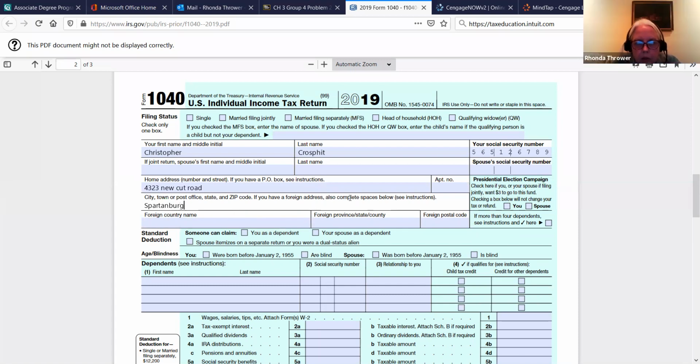All right. So, okay. And we're not doing anything for the presidential election. We were trying to forget about all that. If more than 4 dependents, no. Can you claim someone as a spouse? No. Someone can't claim you as a dependent or a spouse. You don't need any of that in there. But you did have a dependent.